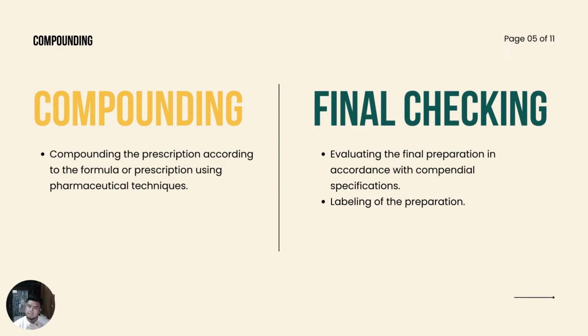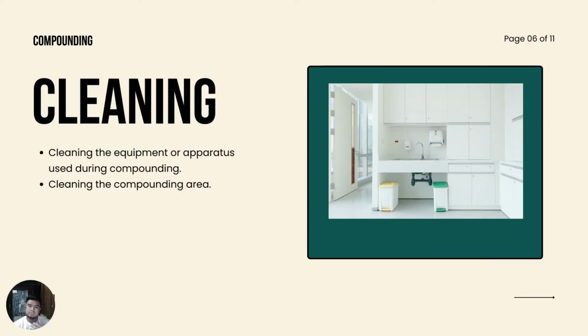Next is the final checking, where we will be evaluating the final preparation in accordance with the compendial specifications. We will also label the preparations used in the compounding process. The last action of our compounding process is cleaning. This includes cleaning the equipment or apparatus used along with the area where the process happened.